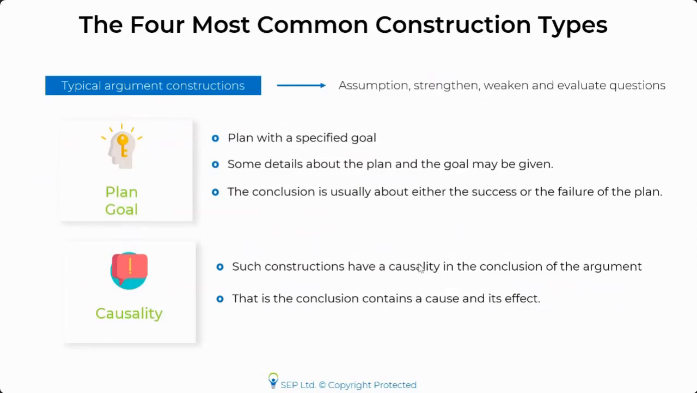And you have to identify whether this is the cause or this is not the cause, strengthen the causality, weaken the causality. Very few questions ask you to identify the assumption behind the causality, but most of the time it is strengthen, weaken, and evaluate questions. Once again, strengthen and weaken form the major chunk of your CR questions. So very, very important there.